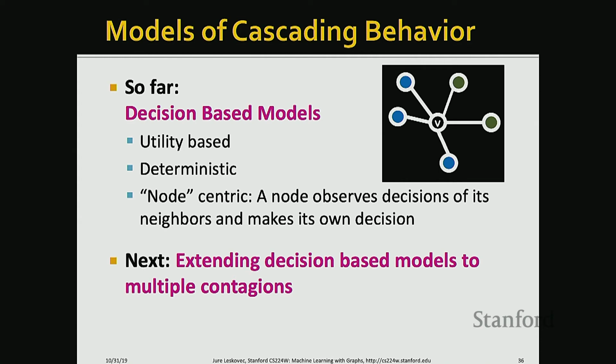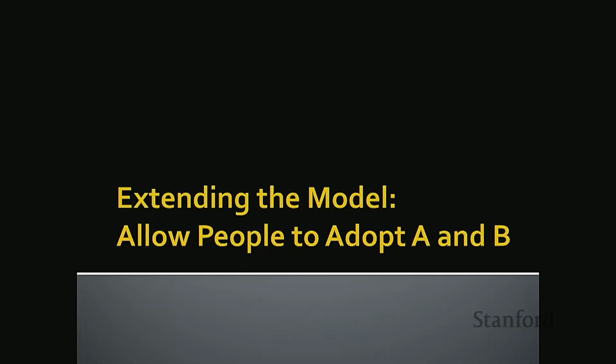All right, so we can make this scale relatively easily. Now, how can we extend this decision-based model to multiple contagions? This is going to be the rest of our lecture today. The reason this is important is that having only two behaviors is extremely limiting. You might have concurrent cascades going on, or multiple technologies that you can adopt, or you might even decide to adopt two technologies at the same time. So that's why we want to extend our model to support multiple contagions.